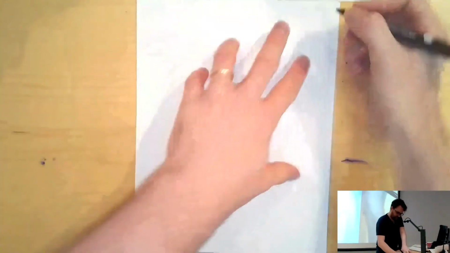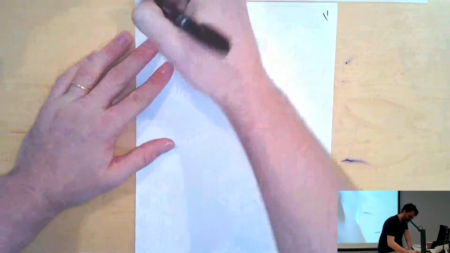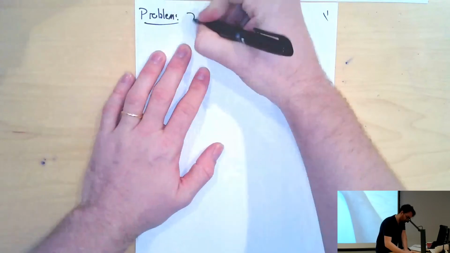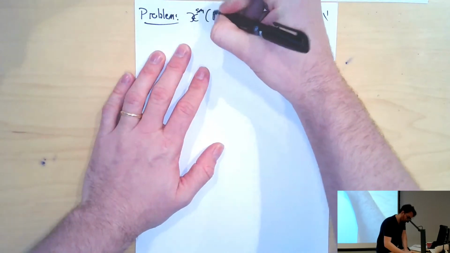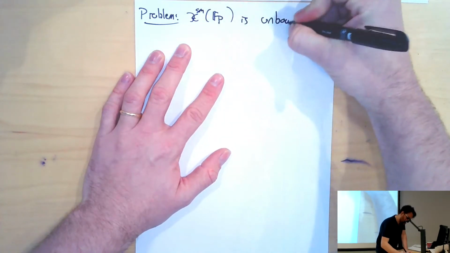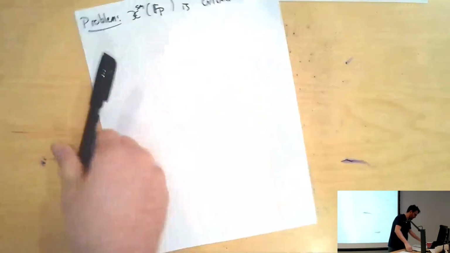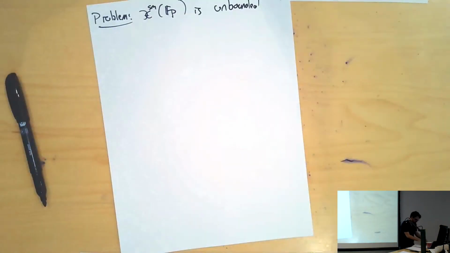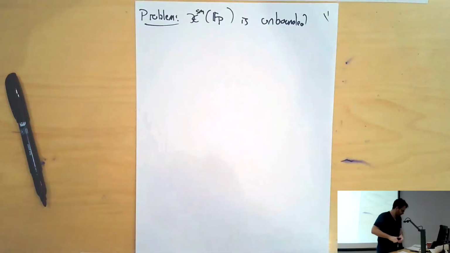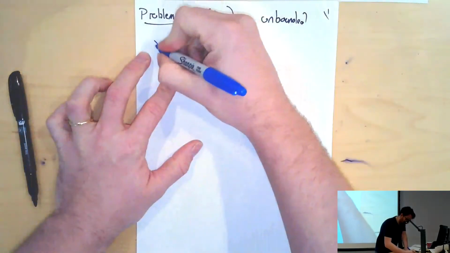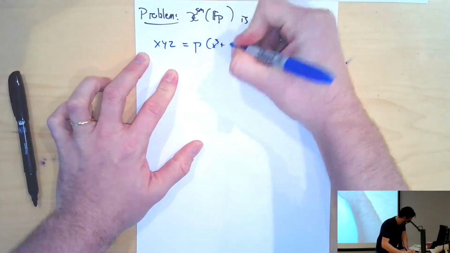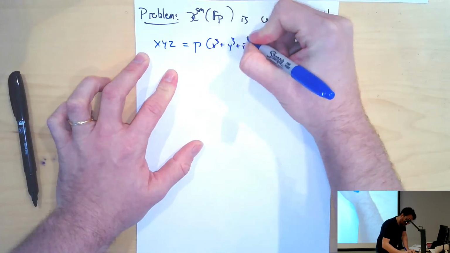So as I said before, the problem is that the set of smooth F_p points is unbounded. So, for example, I mean, there's nothing that special about this example. It's just a short equation and easy to draw the picture of.